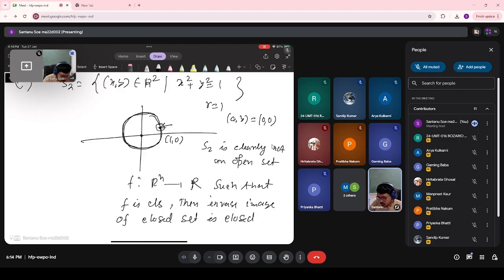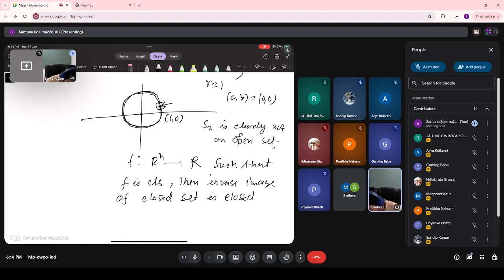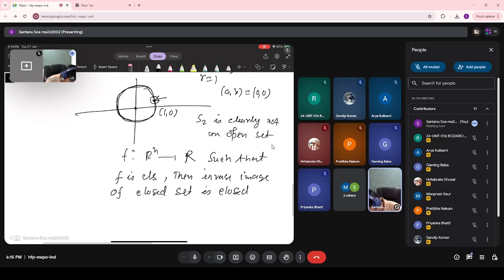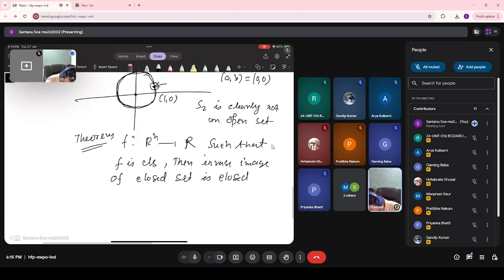Now, this is a very strong theorem, not only true for closed sets, but it is true for open sets as well. So that says that if f is a continuous function from Rn to R, then the inverse image of a closed set will be a closed set. Now, how can we use this theorem?